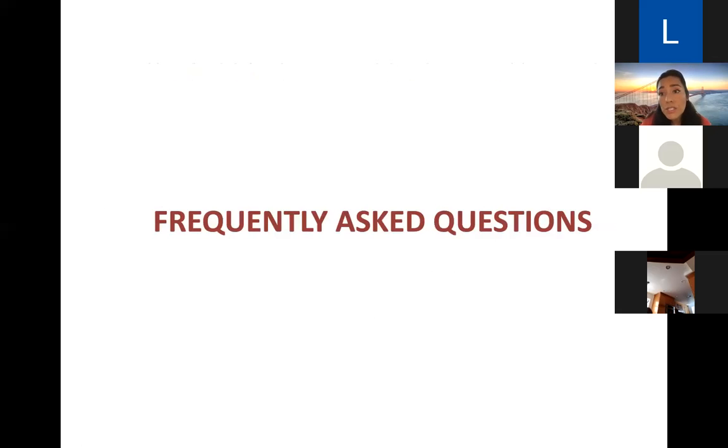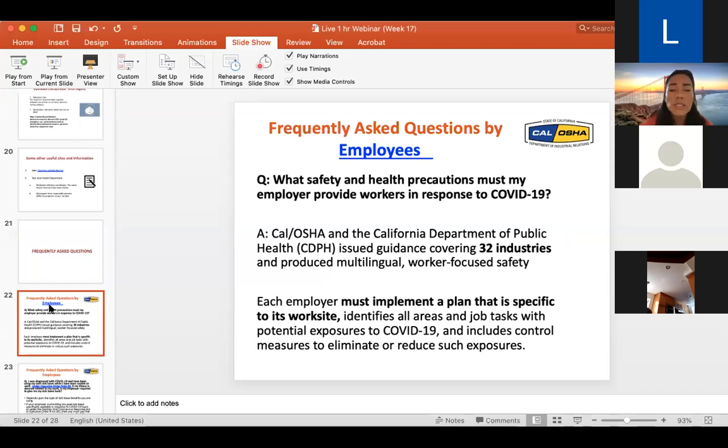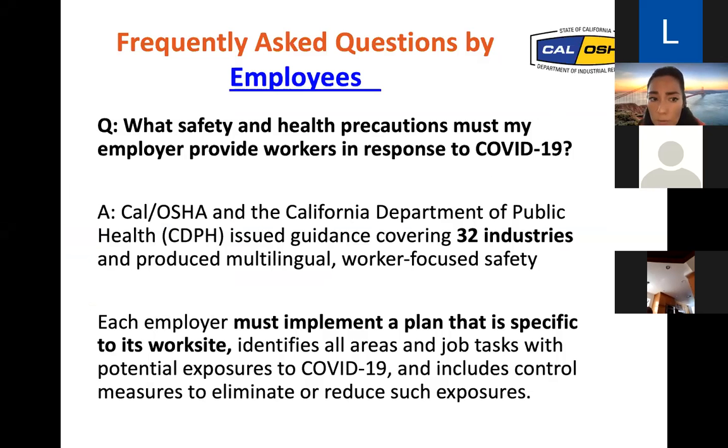Frequently asked questions. So we get into what is frequently asked by workers. One of the main questions is, for example, what safety and health precautions must my employer provide workers in response to COVID-19? There are 32 industries, and OSHA is putting out this information and saying, hey, we have actual guidance for 32 different industries. So what this tells you, once Cal OSHA puts this on their site, is that they're going to follow that and ask, are you following your industry's guidance?